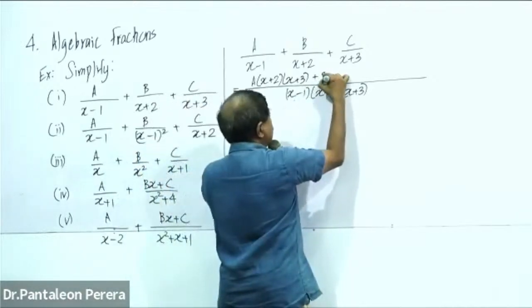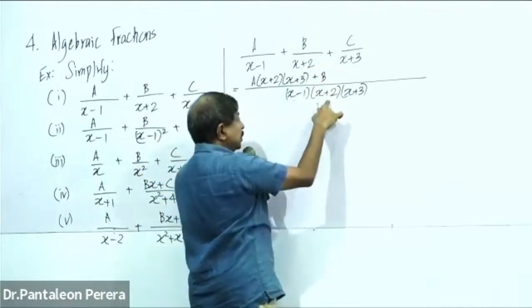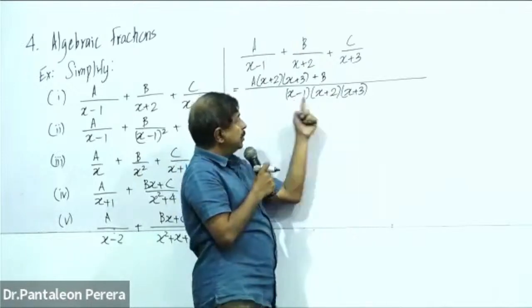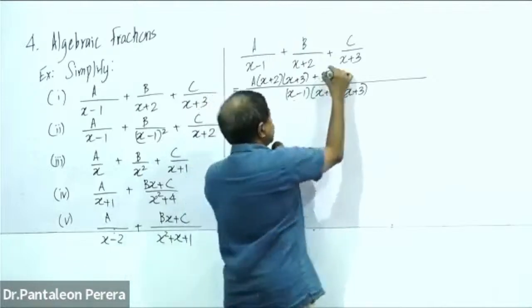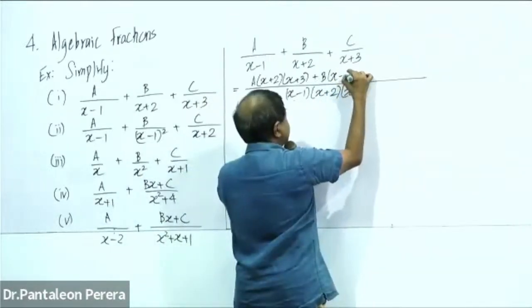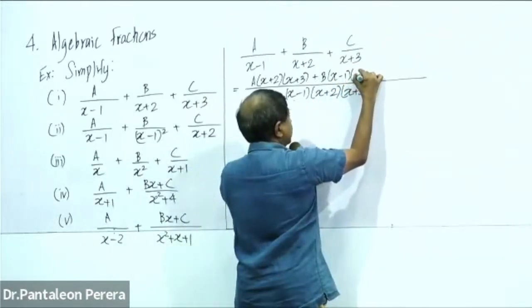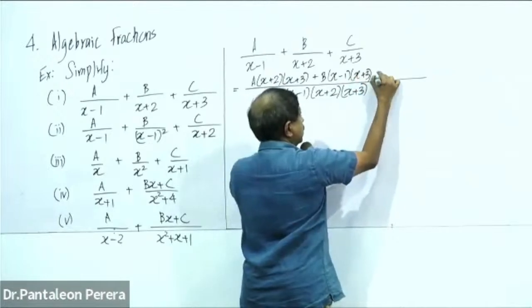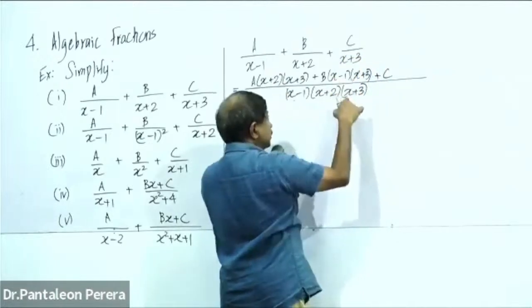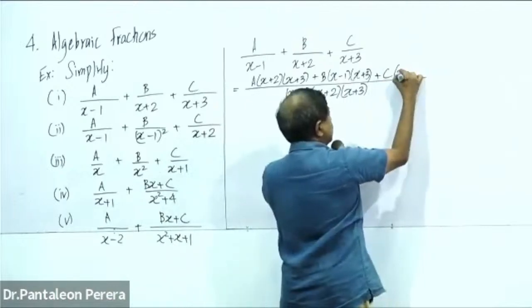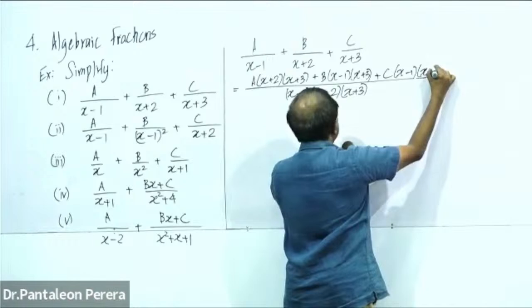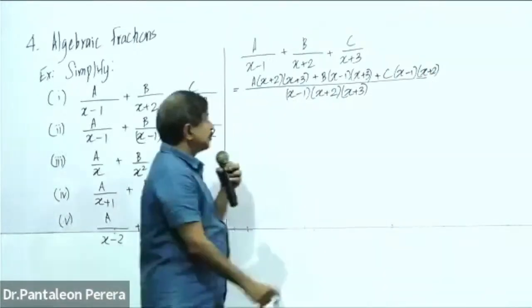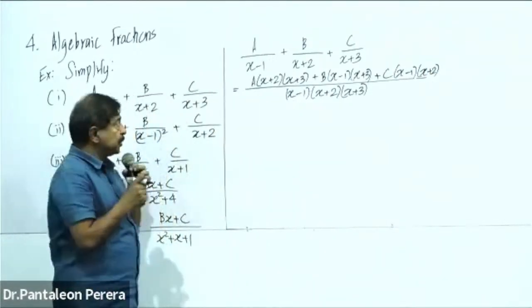Now here b, you had x plus 2 earlier. Now the downstairs is multiplied by two extra factors. So upstairs should be multiplied by the same pair of factors. The same case is true for this term. You have to multiply by x minus 1 times x plus 2. After that, you have to expand.